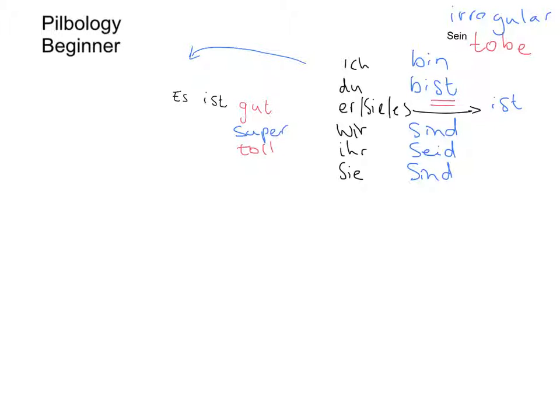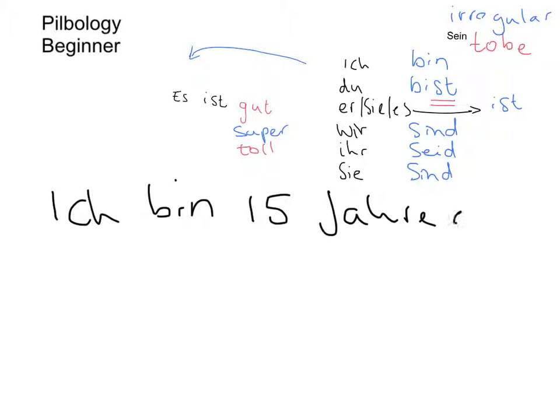Or how old is Marcus? Er ist 15 Jahre alt. How old's Sabine? Sabine ist 16 Jahre alt. So, let's just do a quick example. So, ich bin, and you can either write, say, 15. Ich bin 15 Jahre alt.